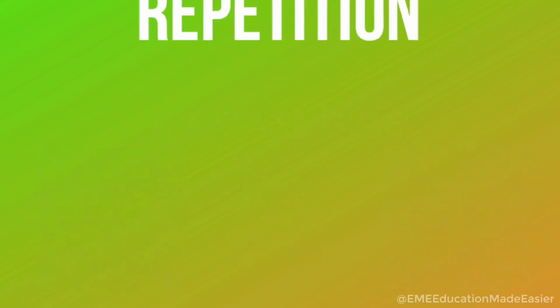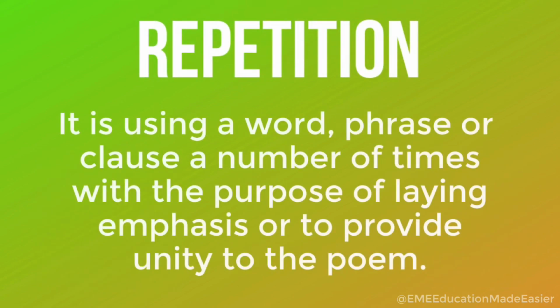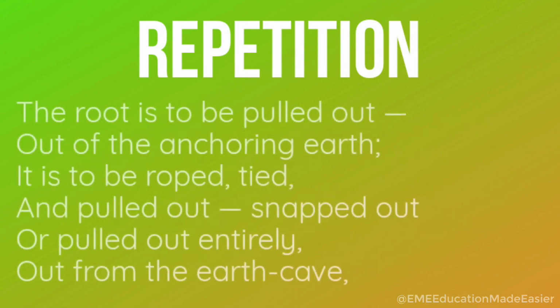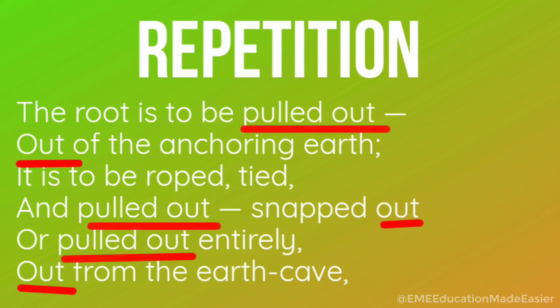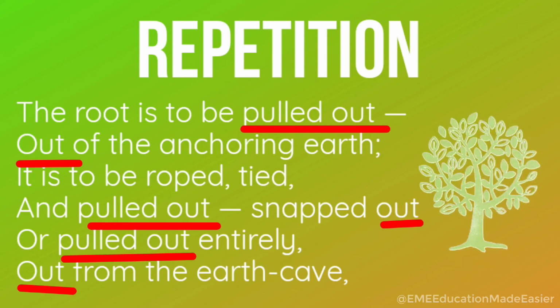The next literary device is repetition. Repetition, as you know, is using a word, phrase or clause a number of times with the purpose of laying emphasis or to provide unity to the poem. So here is the example where we can see repetition. "The root is to be pulled out of the anchoring earth. It's to be roped, tied and pulled out, snapped out or pulled out entirely out from the earth cave." So here we see the word out, and the phrase pulled out, is used again and again to emphasize the effort involved in uprooting a tree and exposing its root. It shows that the root of the tree is deeply fixed into the earth.